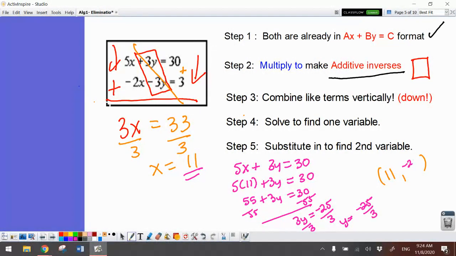And I'm going to go ahead and I can leave that as a fraction as long as it is simplified. I can also change that to a decimal if I want, because it is an ordered pair. And it's easier to find that on a graph if it is a decimal. So that would be 11 and negative 8.3. Okay, let's try another one.